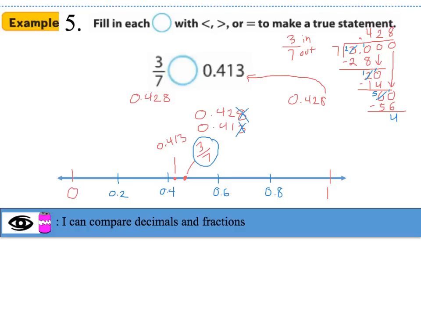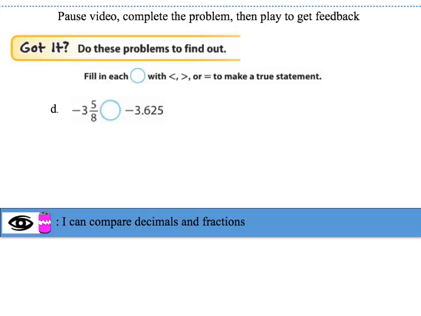It's on the positive side. So in my statement, I'm going to say 3/7 is greater than 0.413. Or you can write it like this: 0.413 is greater than 3/7. So pause the video, complete the got it problem, and play it back for some feedback.